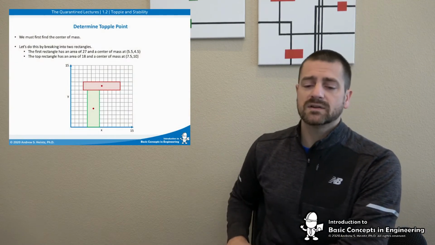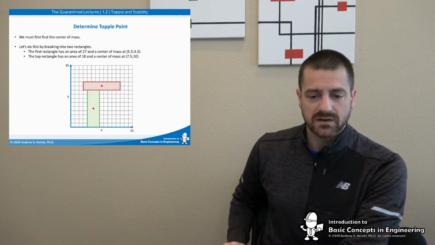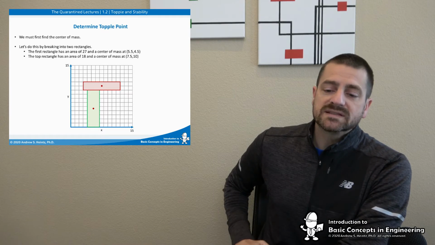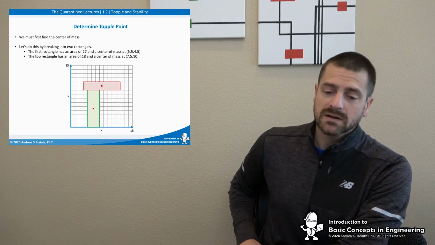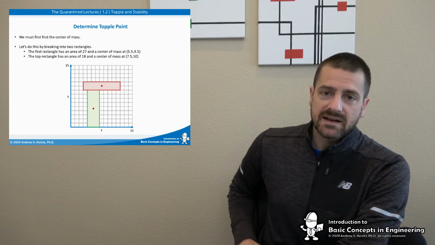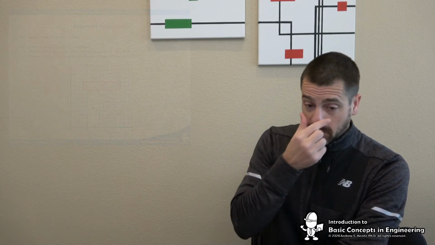So I've broken this down now to be two rectangles, and I've shown the center of mass of each one of those with a red dot. The first rectangle has an area of 27 and a center of mass at 5.5, 4.5. That's the green one, right? And then the top rectangle, the red one, has an area of 18 and a center of mass at 7.5 and 10. Those are the coordinates, right?